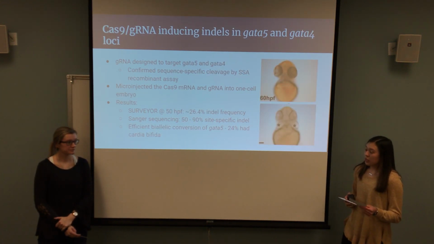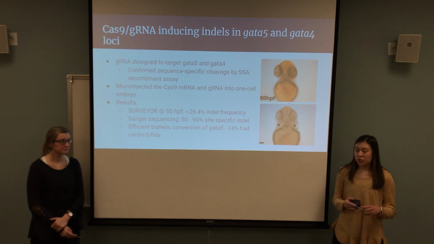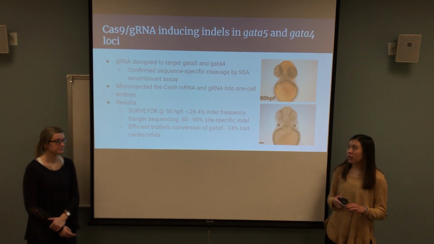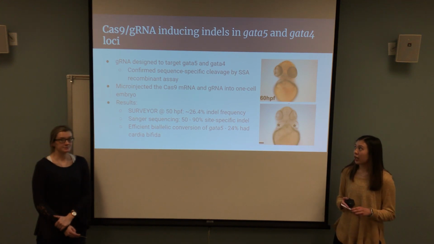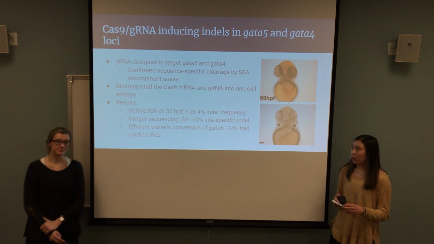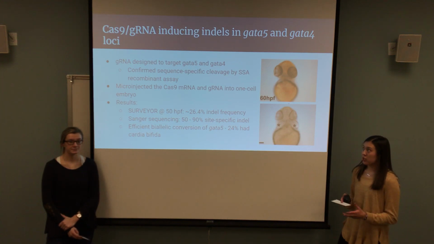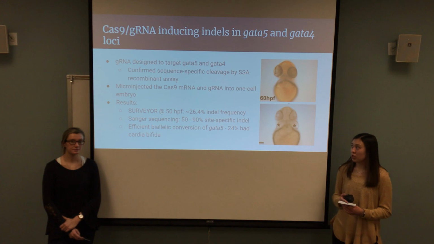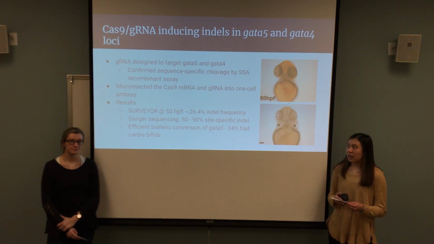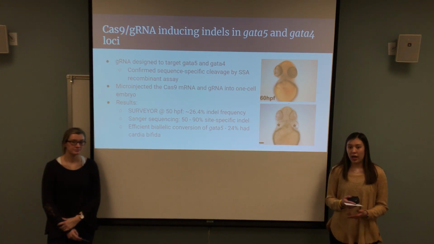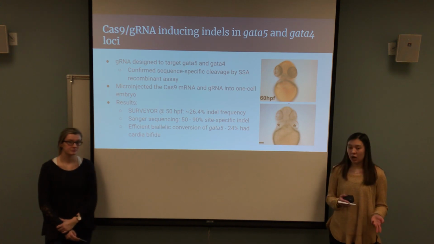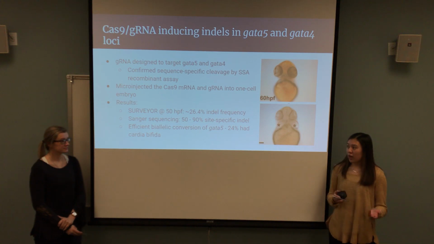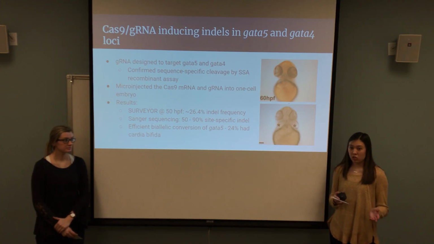So then, following this, they did Cas9 gRNA-induced indels in the GATA5 and GATA4 loci. They designed the gRNA to target GATA5 and GATA4. They were able to confirm the efficiency of it with sequence-specific cleavage in the SSA recombination assay. They then microinjected the Cas9 mRNA and gRNA into one-cell embryos of zebrafish. They used Surveyor and Sanger sequencing to look at the results.